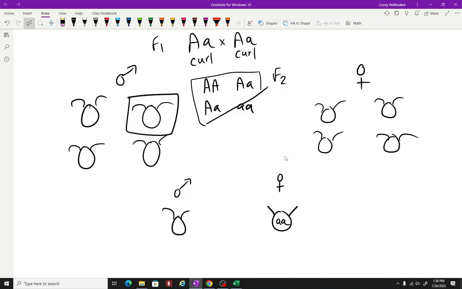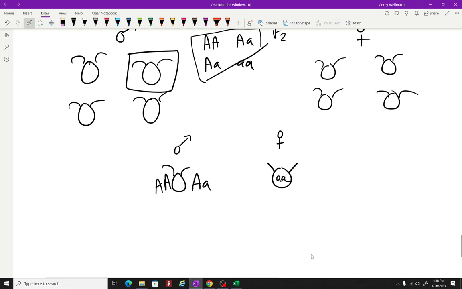Now, I don't know what this male is. He could be big A, big A. He could be big A, little a. In fact, it's more likely he's big A, little a, right, because that represents 2/3 of the dominant phenotype, whereas only 1/3 of the dominant phenotype is going to be true breeding. So what do I do? I mate them, right?